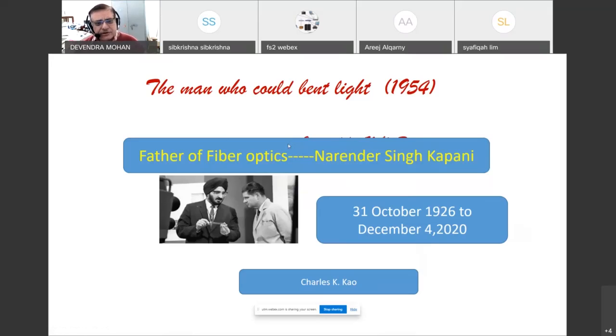But he missed the Nobel Prize. The Nobel Prize was given to Charles Kao, but his basic building block was Narendra Singh Kapany.